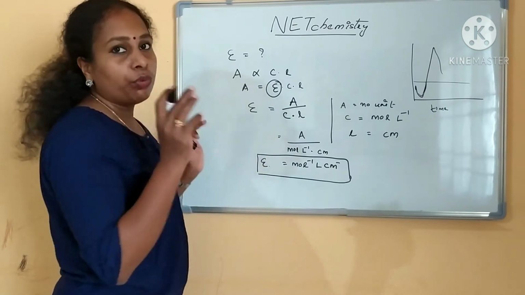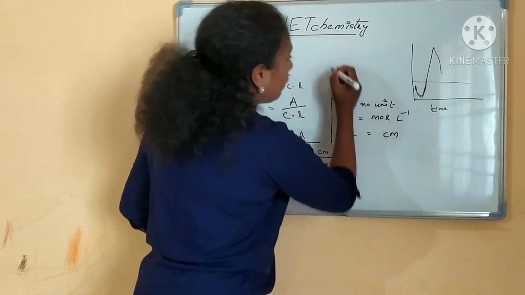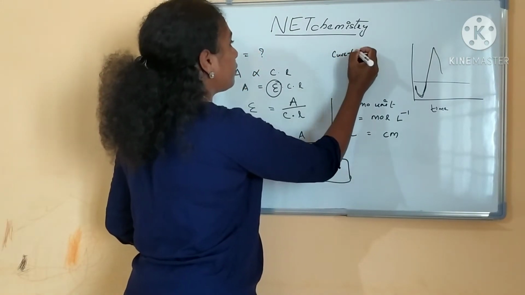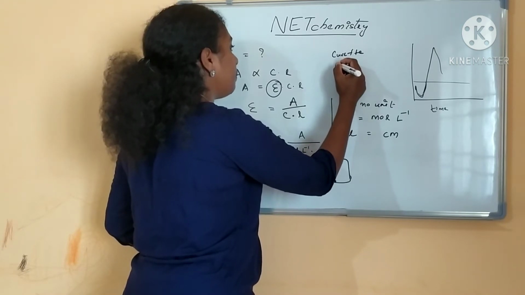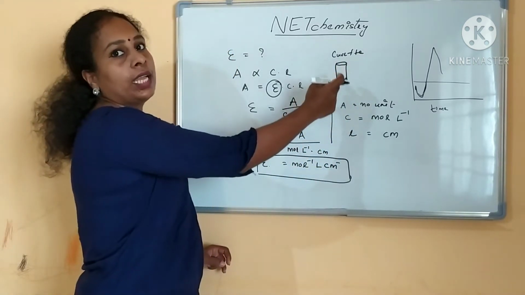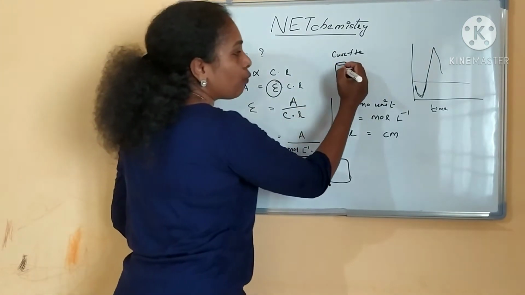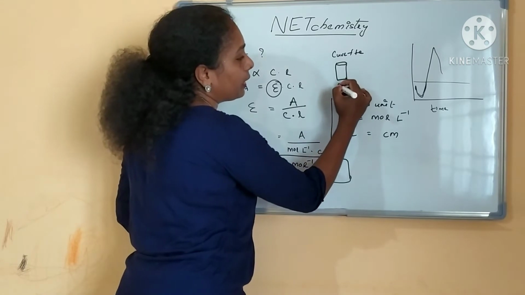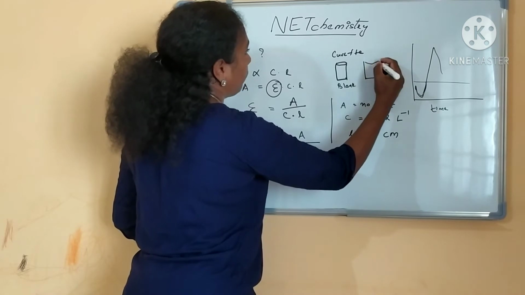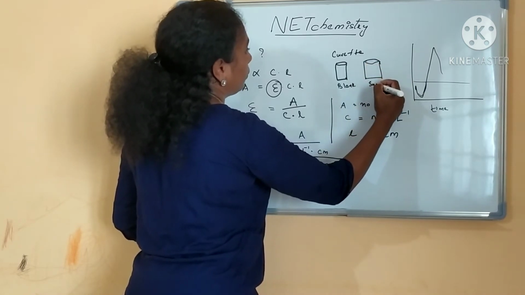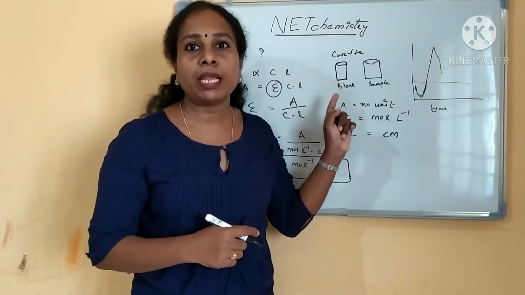See, if you are analyzing a sample in a UV visible spectrometer, two cuvettes will be there in the spectrometer. A cuvette is like a small glass vessel. In one we will keep the blank and in the other we will keep the sample. Always we keep the blank as reference. What is blank? Without sample.